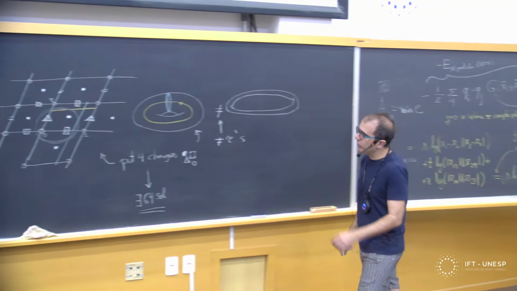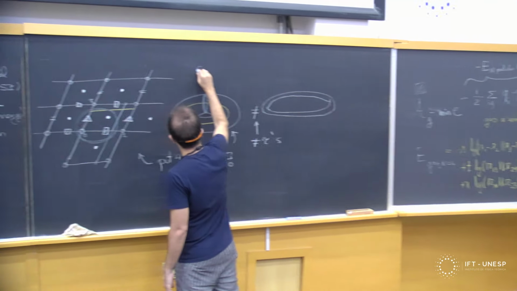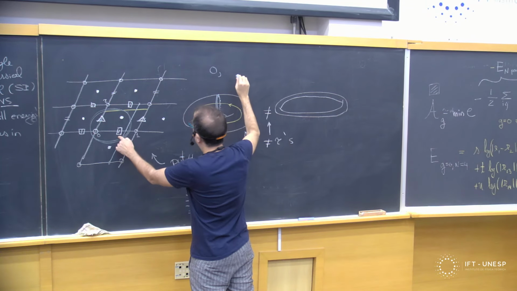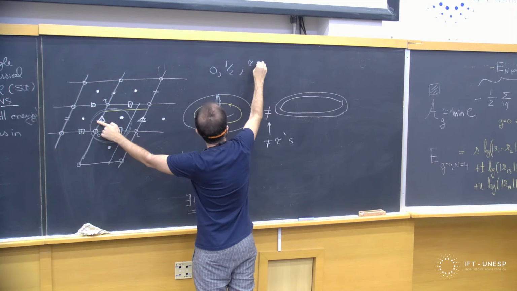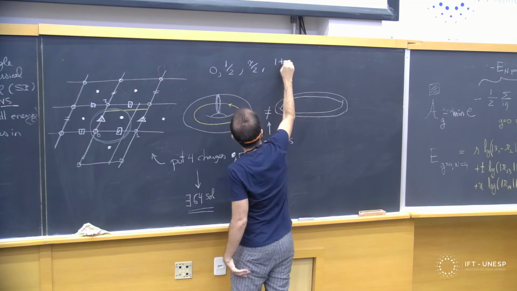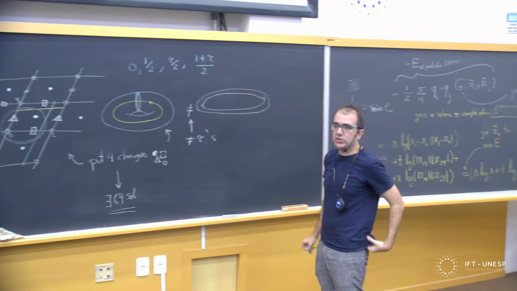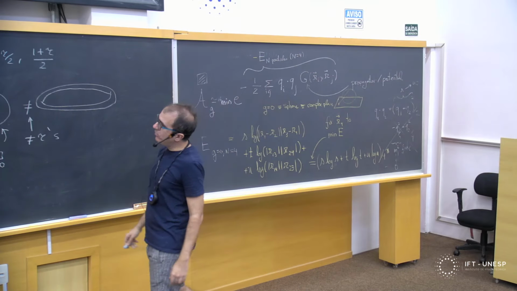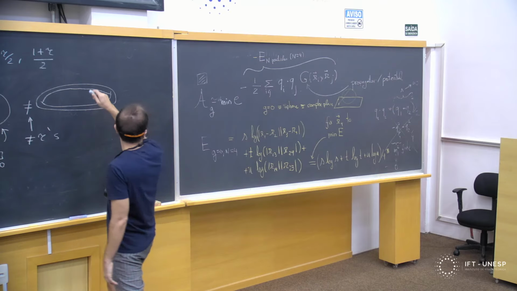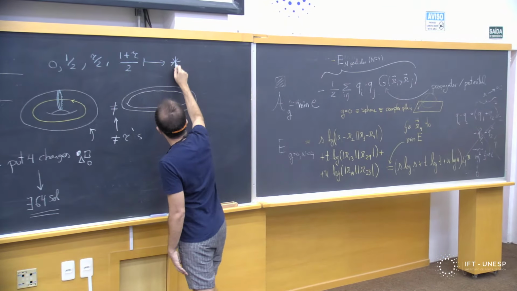And that's the proposal. The proposal is that we can put the charges at 0, 1/2, tau over 2, and 1 plus tau over 2. This should be an electrostatic equilibrium position. So now, you just plug this suggestion into this energy.